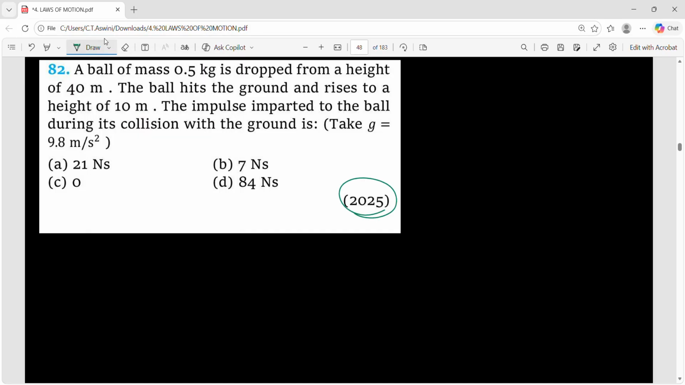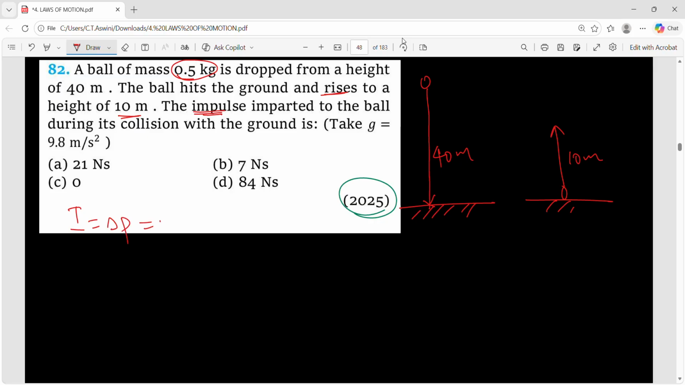This was asked in 2021. Same model question. It was asked in 2025 again. Same model. I'll just give you the hint and I will leave it to you to do it. This time mass is 0.5 kg. Ball is dropped from a height of 40 meters. The ball hits the ground and rises to a height of 10 meters. So this time the ball is rising only to a height of 10 meters.